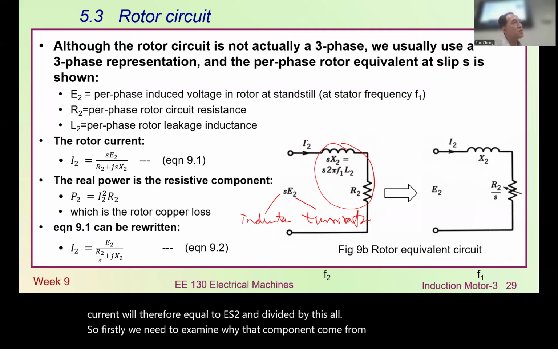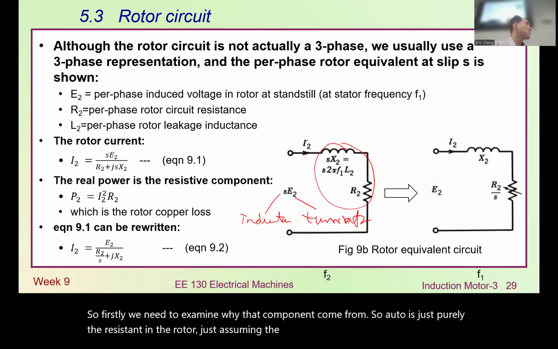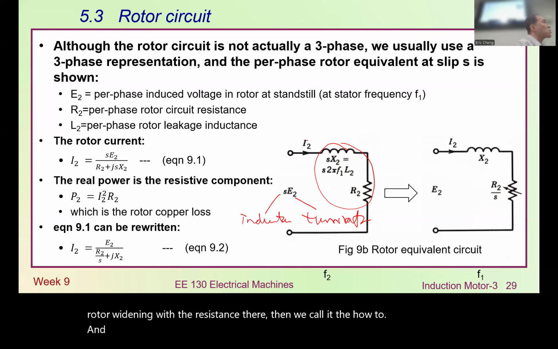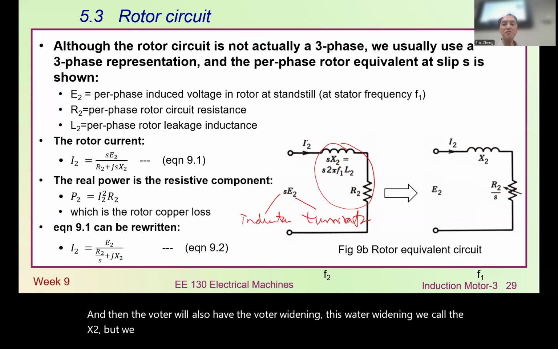R2 is purely the resistance in the rotor, assuming the rotor winding has a resistance there, then we call it R2. And then in the rotor, we also have the rotor winding reactance. This rotor reactance, we call X2. But we found that the X2 here has a parameter, S.